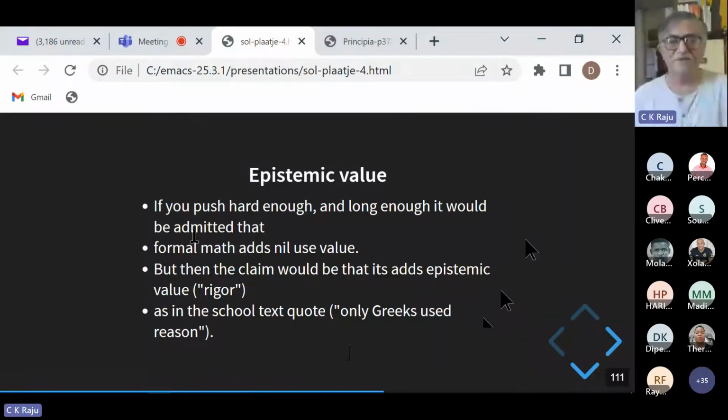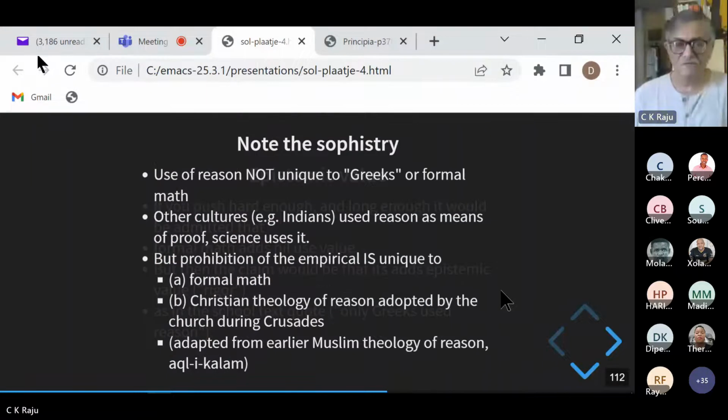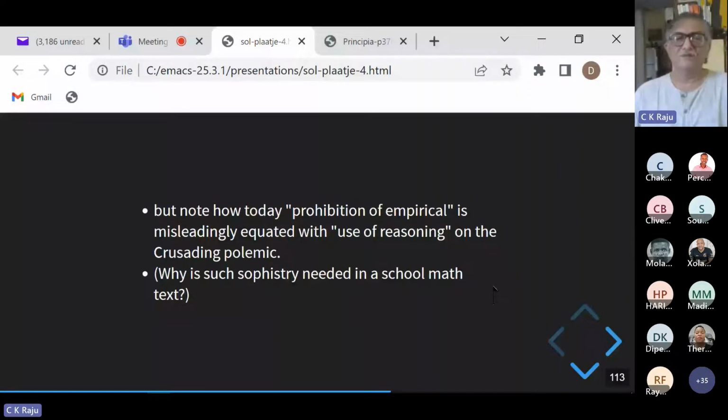Okay, only Greeks use reason. So, well, we saw that already. I think I will skip that because basically the prohibition of facts is unique to formal math and to the church theology of reason adopted by the church during the Crusades. And these two are compounded. So I should skip that.